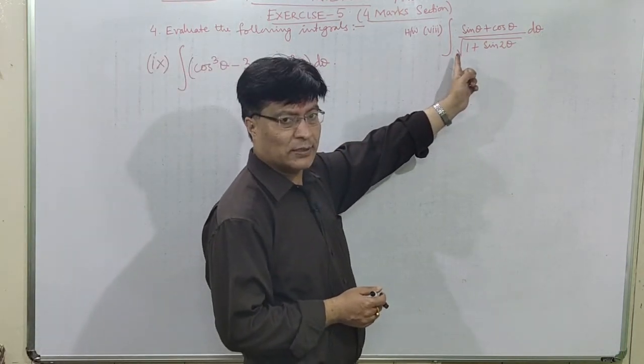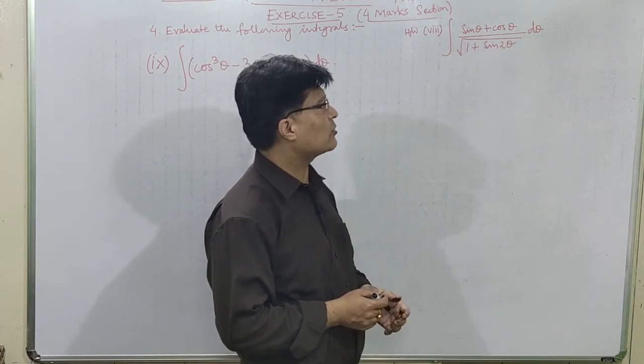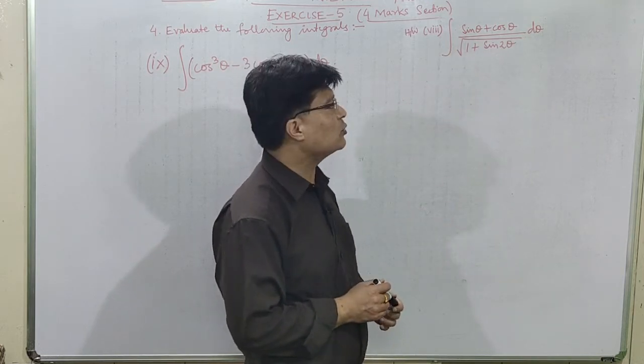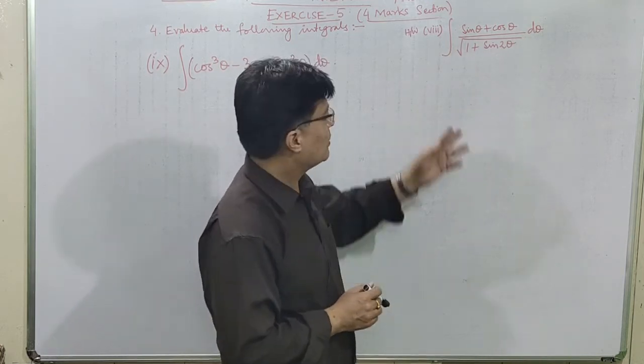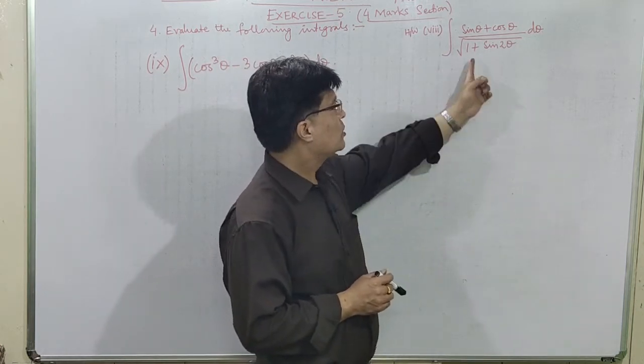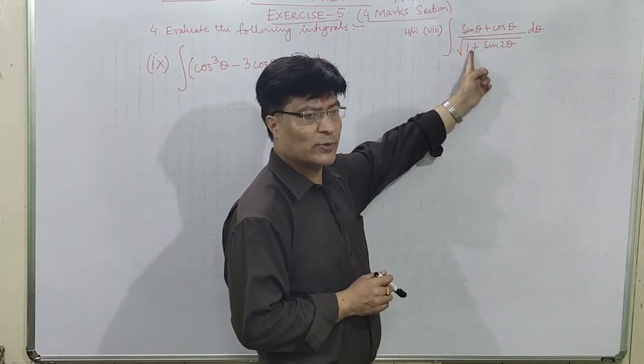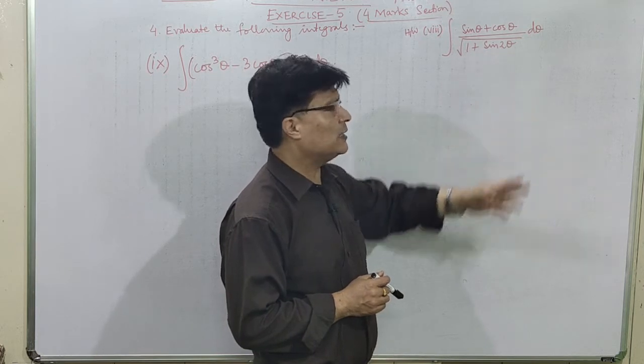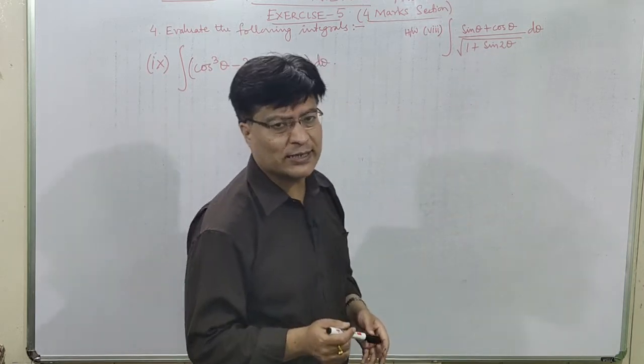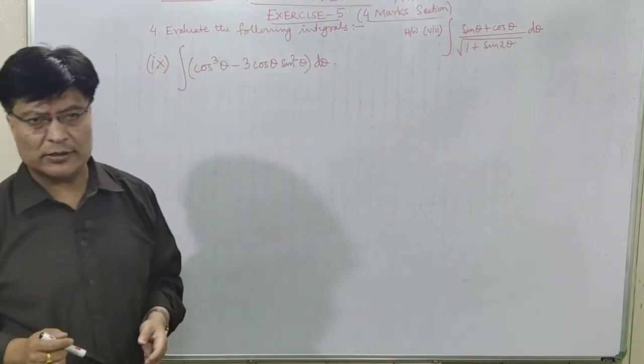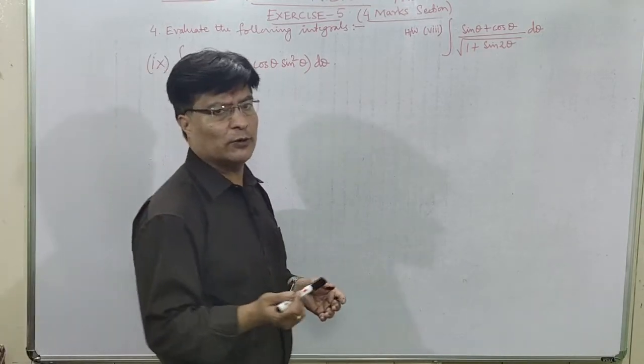You can do it. So the integration of (sin theta plus cos theta) divided by root under (1 plus sin 2 theta) d theta is there. You have to simplify the denominator. So instead of 1 here, you write sin square theta plus cos square theta, and instead of sin 2 theta, you can write 2 sin theta cos theta from multiple angles. So use the formula of (a plus b) whole square.